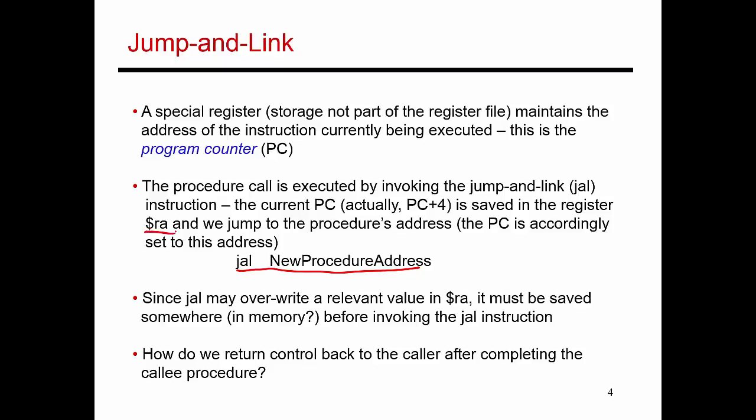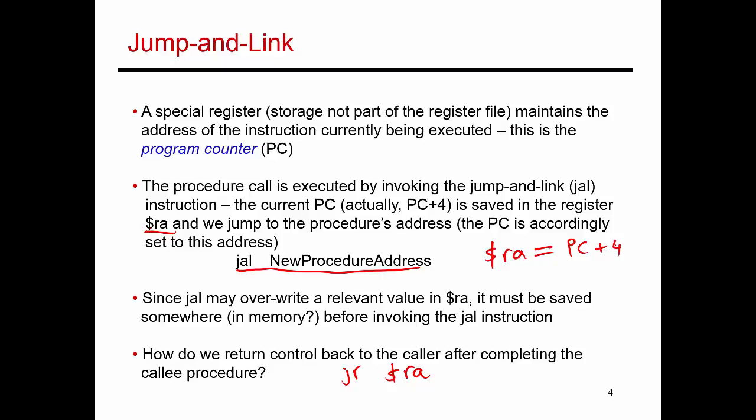So when you're returning control, all you have to do is jump to the address specified in the following register, and that's how you return control back. Now note that when you execute a jump and link, $RA is set to be PC plus 4. That means whatever value was sitting in $RA is being overwritten.